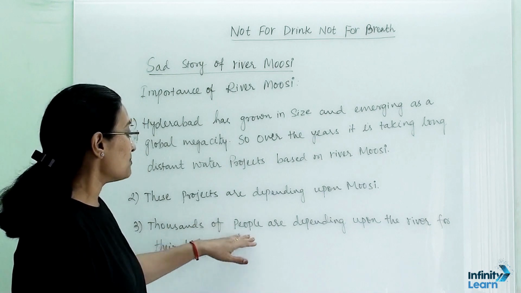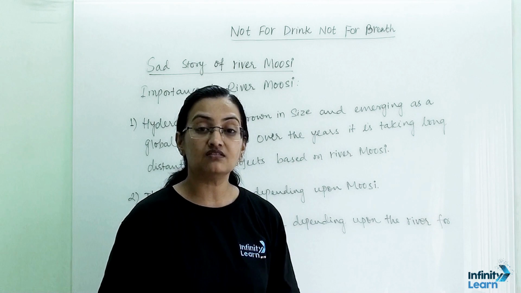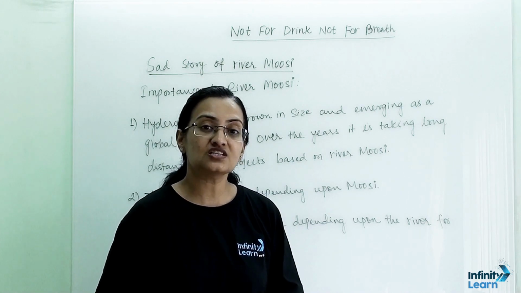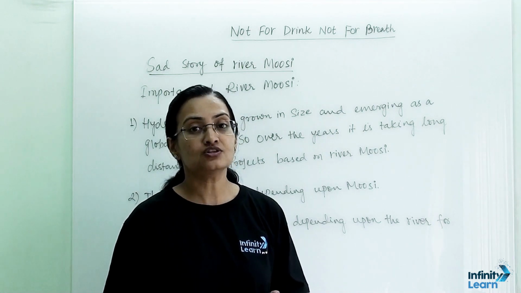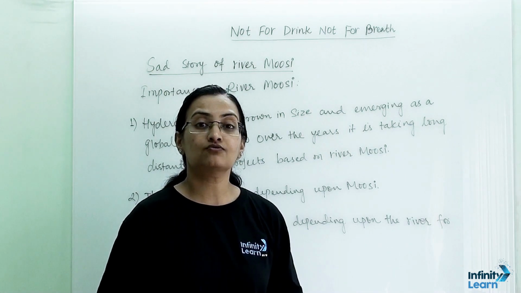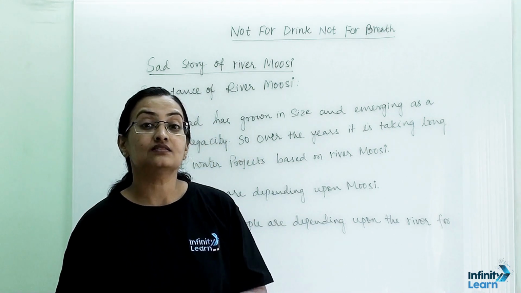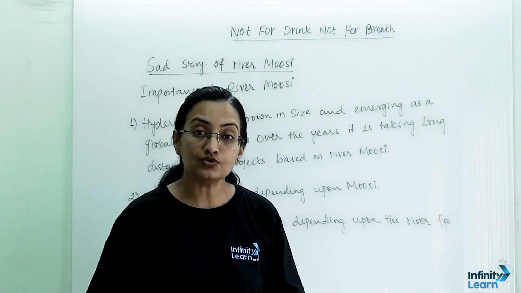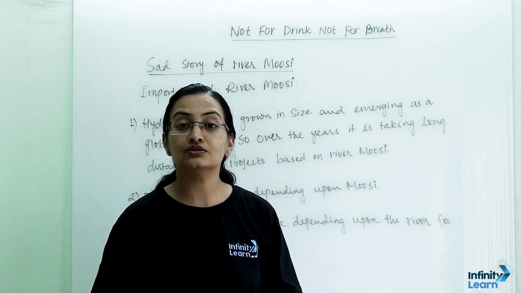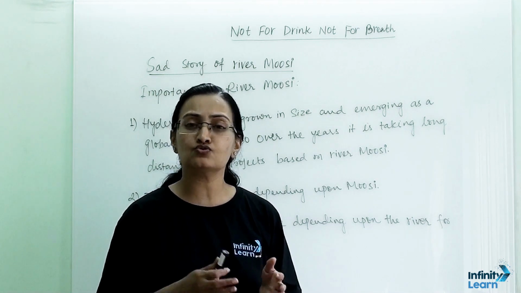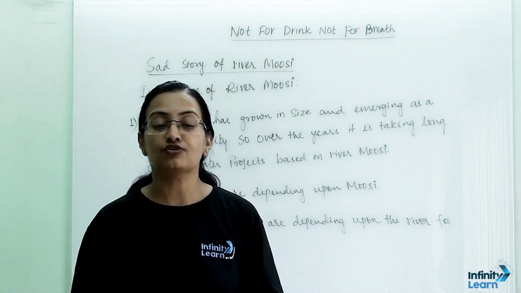These projects depend upon the river Musi. Thousands of people are depending upon this river for their daily needs. Obviously, when a river is big, it has a lot of water. When projects are established based on its water, then its water is very important for thousands of people, because they use this water for their daily routine life and purposes. But the problem arises when the river Musi's water became polluted and was no longer fit for use. Now let us get into the next segment, and we will see how this water became polluted and what the government has done to make it free from pollutants.